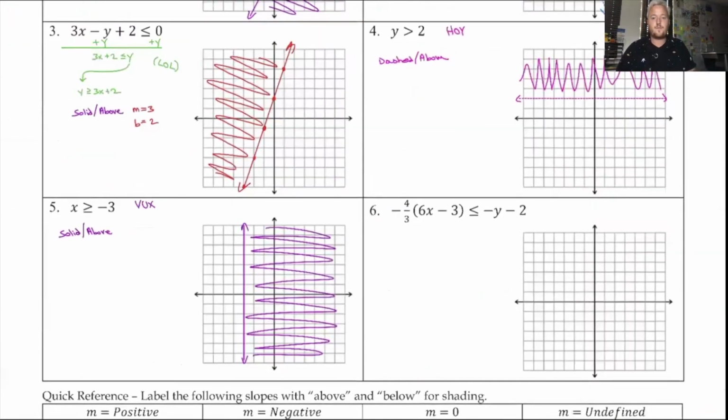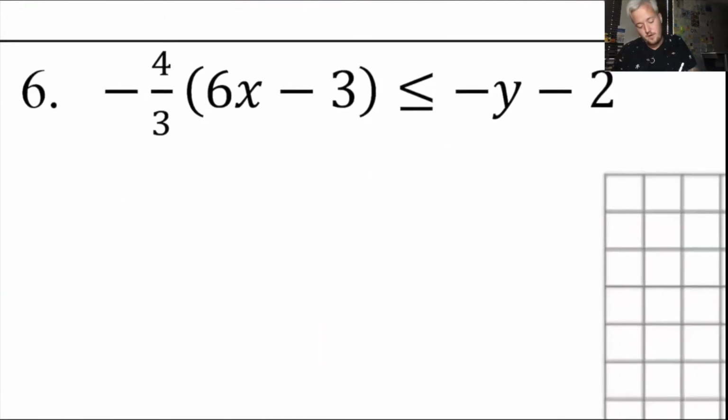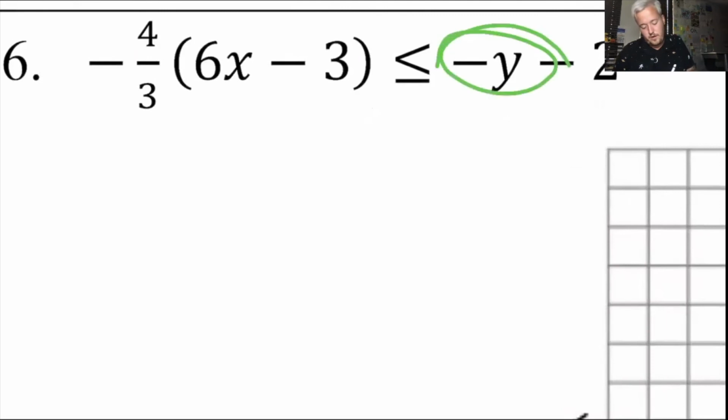Okay, now number 6, this is the gross one. All right, so first thing I'm going to do is I want to solve for y. I'm going to get y by itself. So if you notice, you actually have a -y. So your option here is you can actually just add it over so that you don't have to do any flipping or whatever.